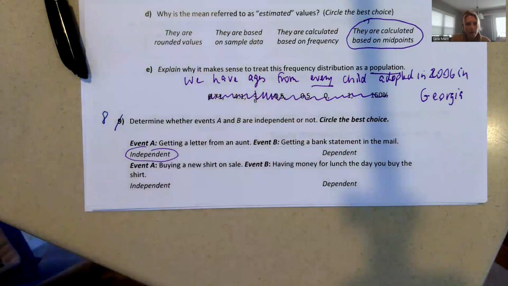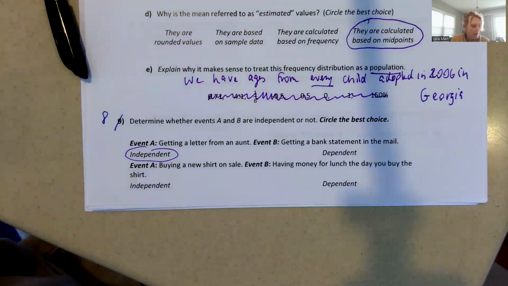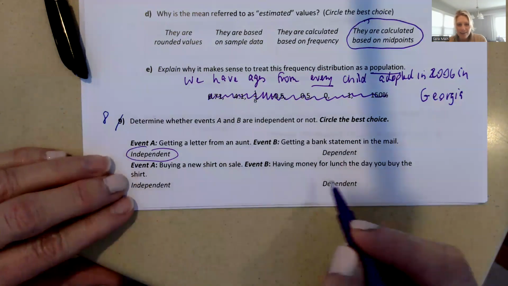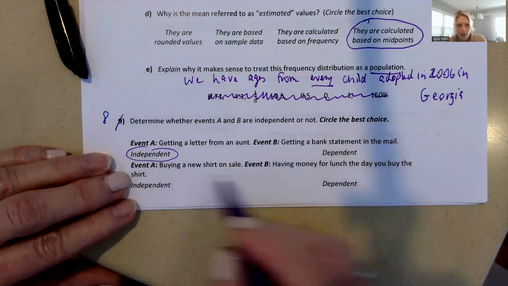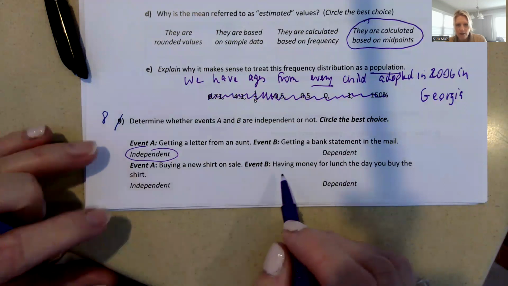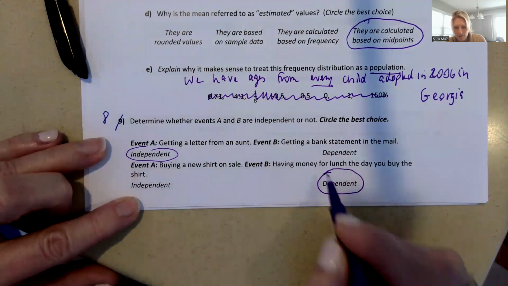And then the next one says, event A is buying a new shirt on sale, and event B is having money for lunch the day you buy the shirt. So I would say these are dependent, because buying a new shirt does change the likelihood of having money for lunch on that same day, depending on how expensive the shirt was. That's definitely dependent.